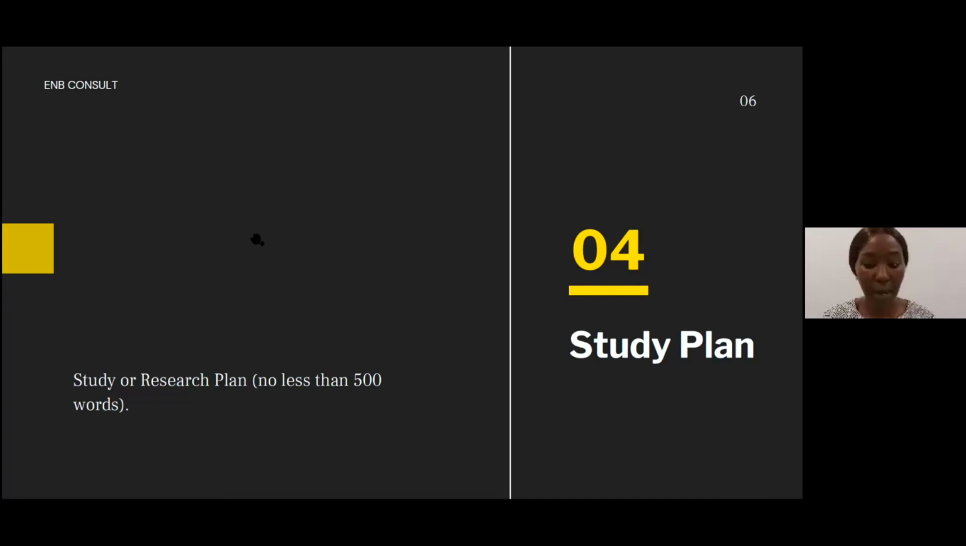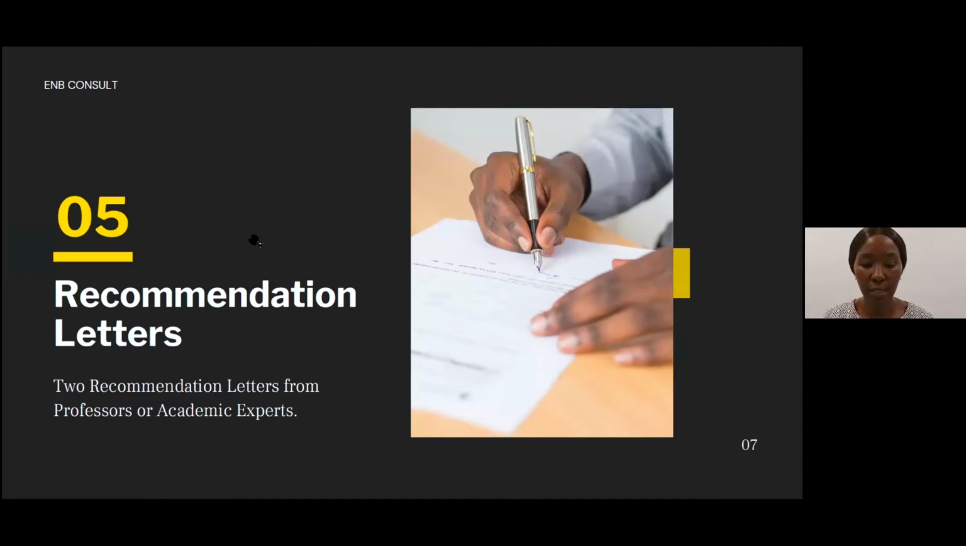Now, the fifth document is recommendation letter. You need 2 recommendation letters, and these 2 recommendation letters need to state that the person who is recommending you is familiar with your academic qualifications. Therefore, this can be either a professor, a lecturer that taught you during your undergrad, or if you just finished your high school, it can be from a teacher from high school, or it can be from one of your mentors who knows your capability in regards to your education background or your future direction in regards to your education pursuit.